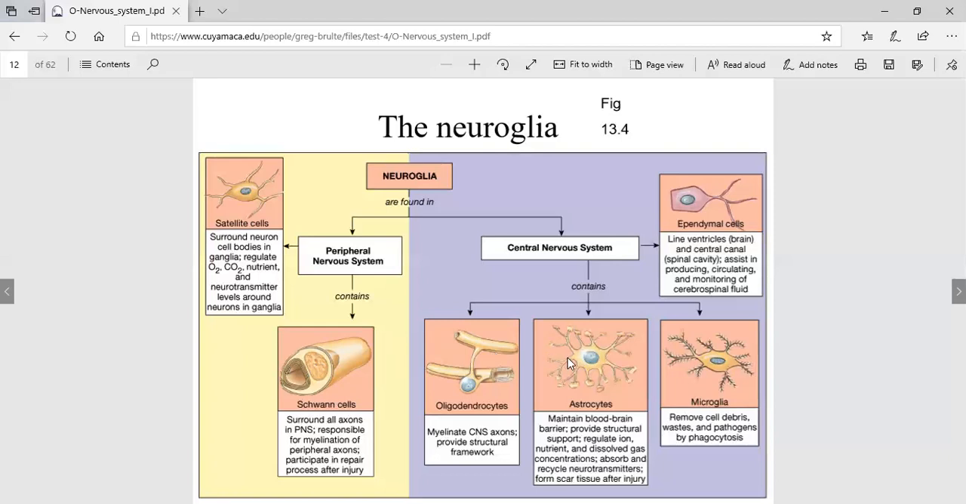Let's keep on scooting over. So if I back up, if I say, what is that? What myelinates in the central nervous system? Boom, oligodendrocyte. You got the point. That's it. Astrocytes, they maintain the blood-brain barrier.